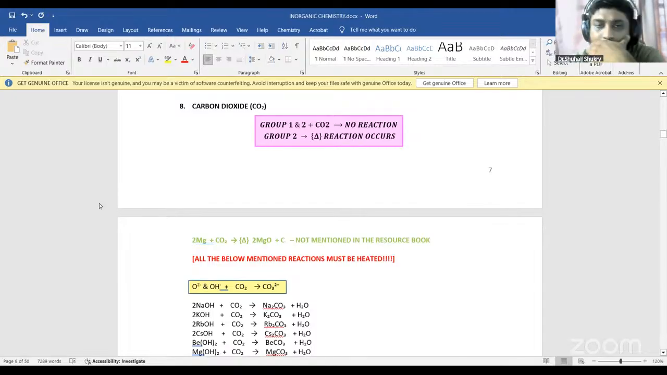HCl, dilute H2SO4, dilute HNO3, concentrated H2SO4 and concentrated HNO3. Give a try.